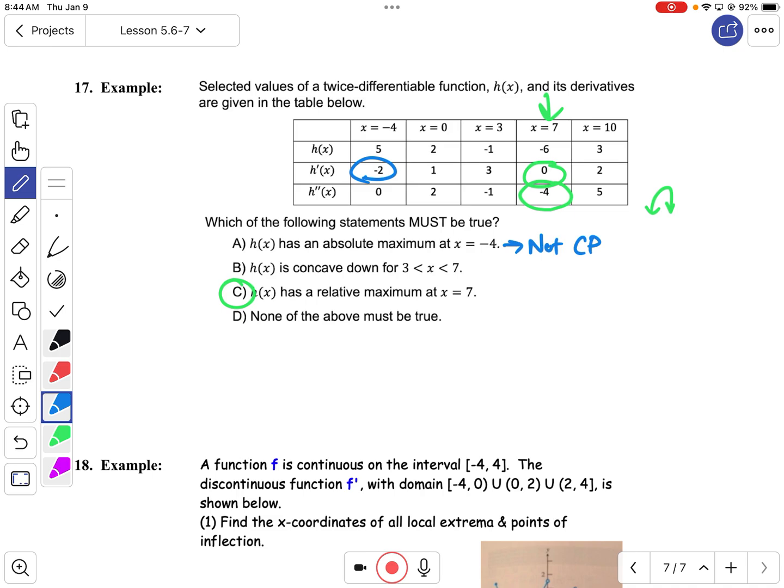It also tells me that it's just selected values. So is this a closed domain or an open domain? Open, okay? So we're not guaranteed an absolute. Could happen, but we're not guaranteed that, all right? Then it says that it's concave down from 3 to 7.